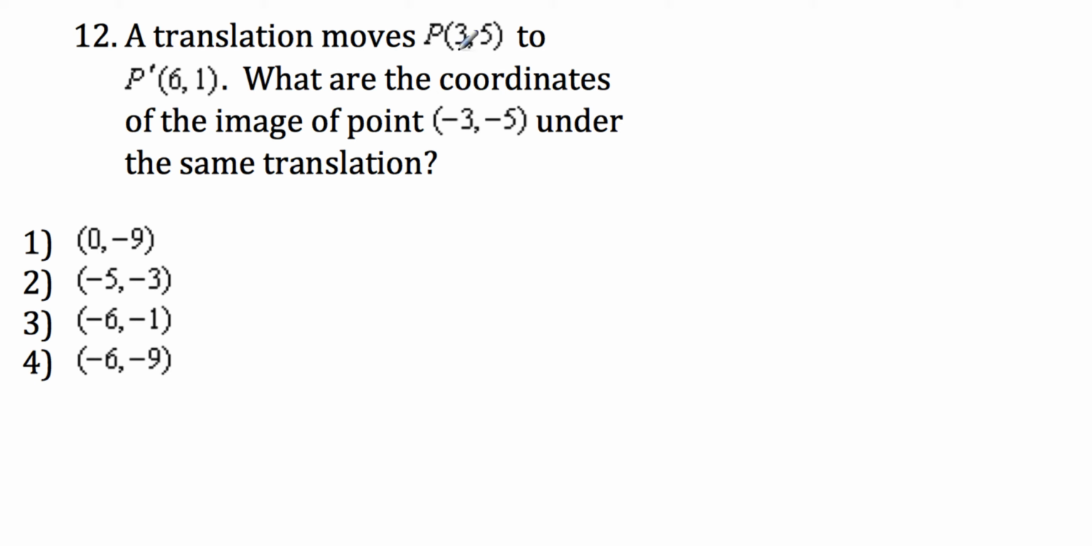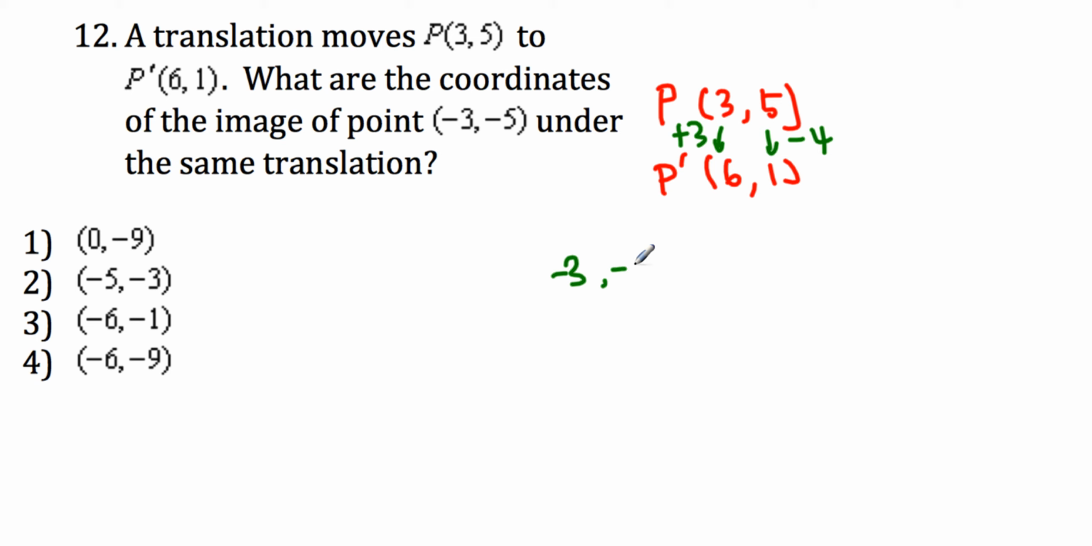A translation moves 3, 5 to 6, 1. So you see, notice that P to P prime, what happened? 3, 5 to P prime 6, 1. Can you see that X has increased by 3, but Y has decreased by 4? Now, that means what are the coordinates of the image of the point? So we're going to get negative 3, negative 5. It's going through the same translation right over here.